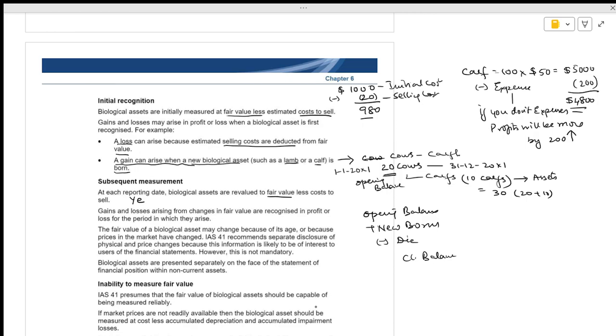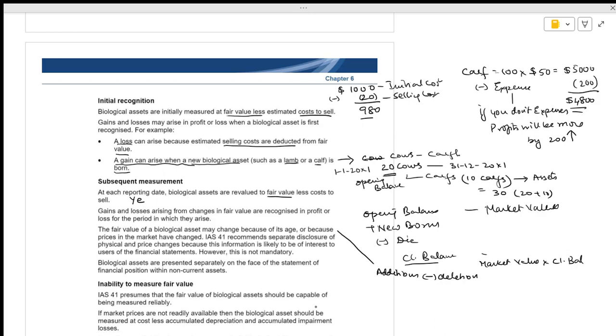Now here you have a market value, and again you will have the closing market value. Definitely what we will do is take the market value times the closing balance, in terms of the number of cows. This is what it says. There will be gains and losses. There will be some additions and there will be some deletions.